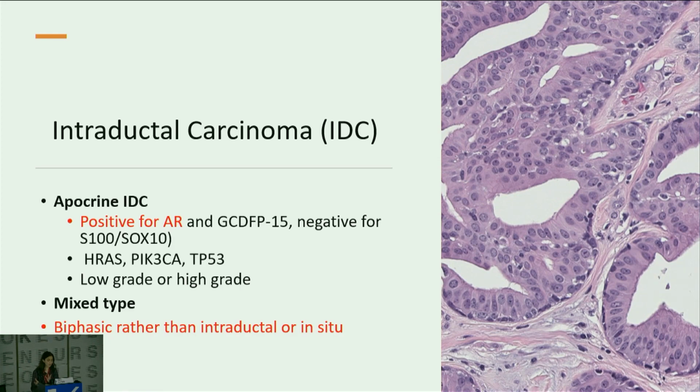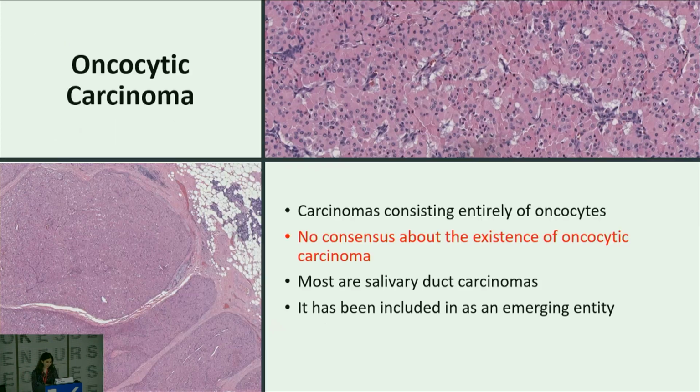But to make things complicated, you can see mixed subtypes, with mixed morphology and immunophenotype. So it's not totally separate. And a recent study showed that the same molecular alteration was identified in the ductal component and the myoepithelial component. So now we think that this tumor is more biphasic rather than being intraductal in situ. So maybe the name will change again in the next WHO, we'll see.